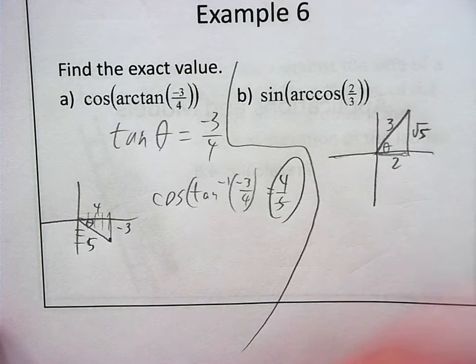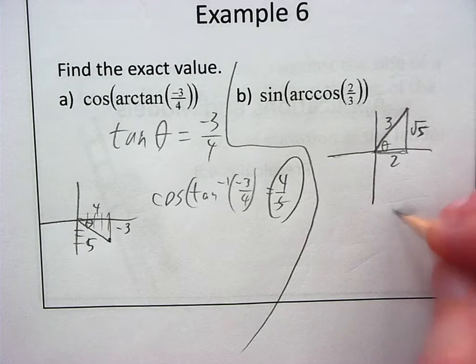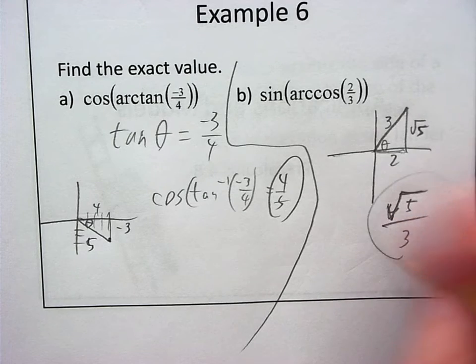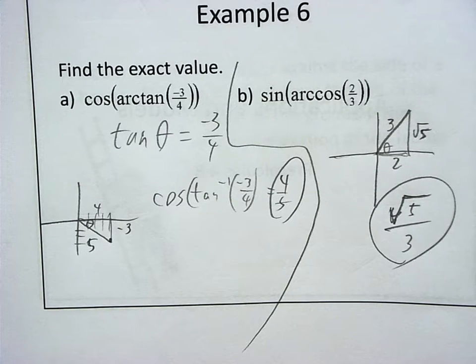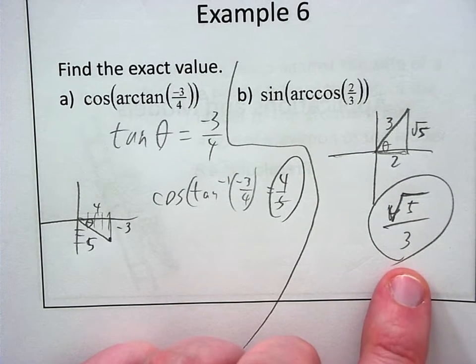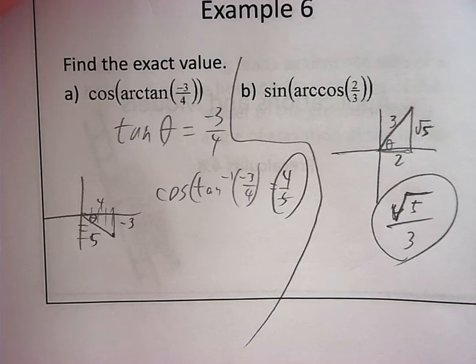Okay? So then if I'm doing sine of that, what am I going to get? Square root of 5 over 3. That would be your answer. Do those make sense? Okay. Now, this one, if you were to plug it into the calculator, would give you some weird decimal. It would not be an exact answer. There's no good way to convert to 1 from there.